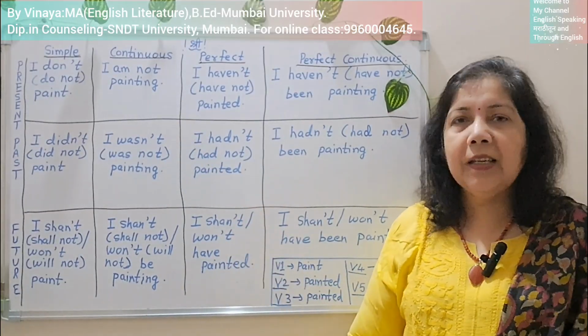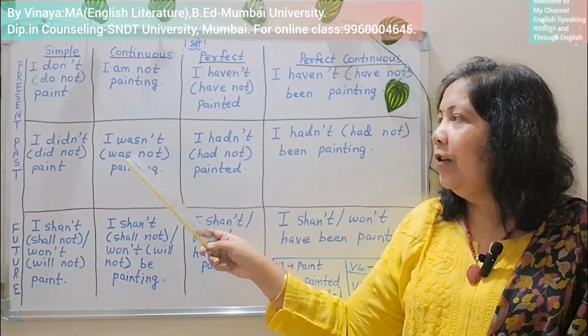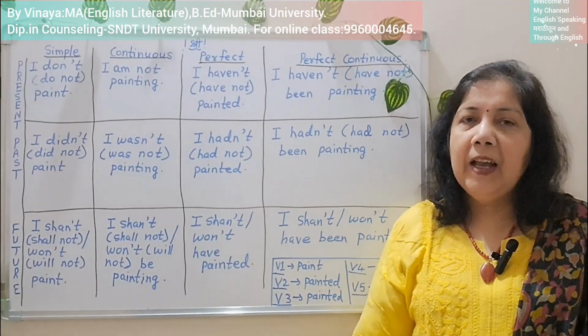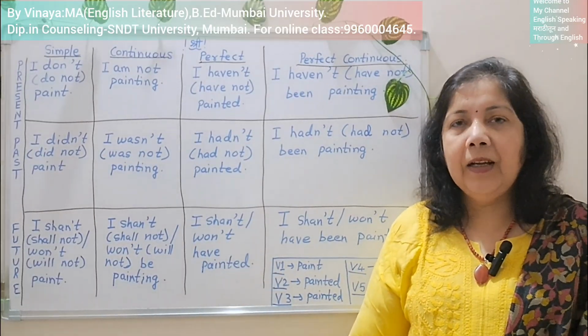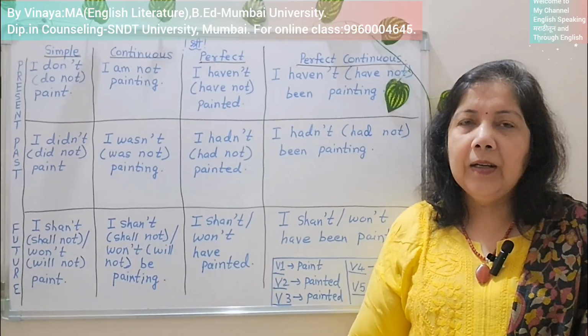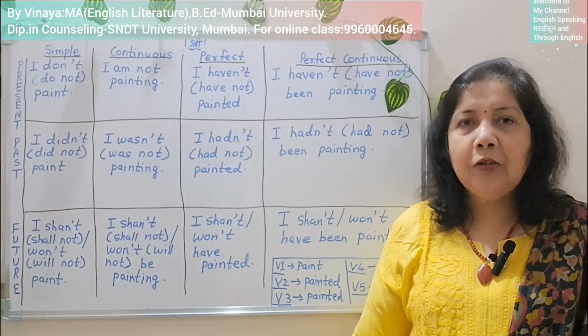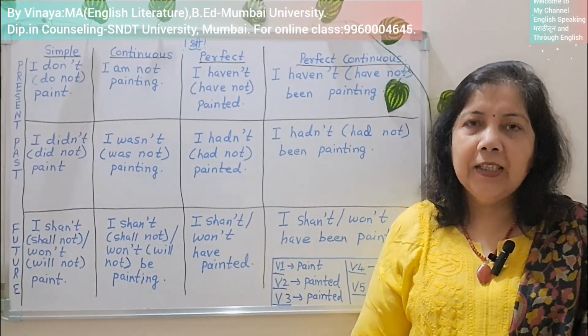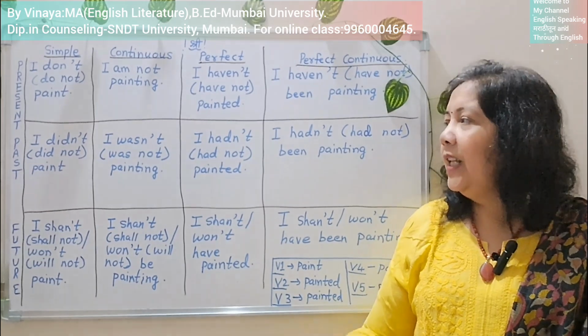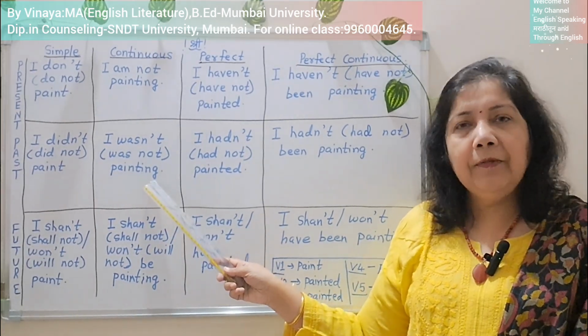Past continuous tense. Sentence is I wasn't or was not painting. I wasn't painting. I was not painting. Formula: subject plus was or were plus not, since I am talking negative, so not is there, plus painting, that is V4, V-ing.